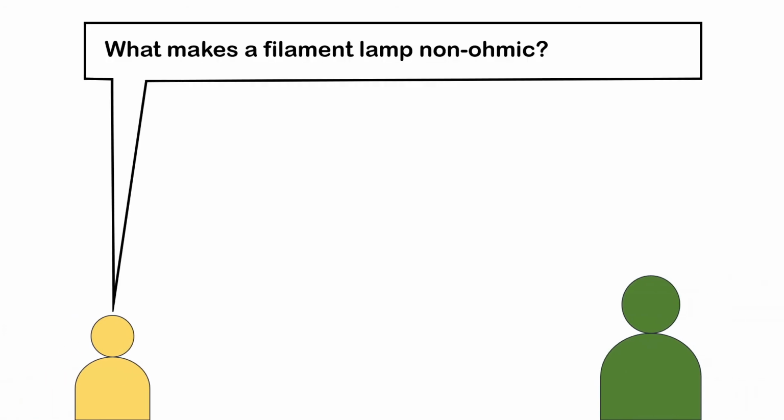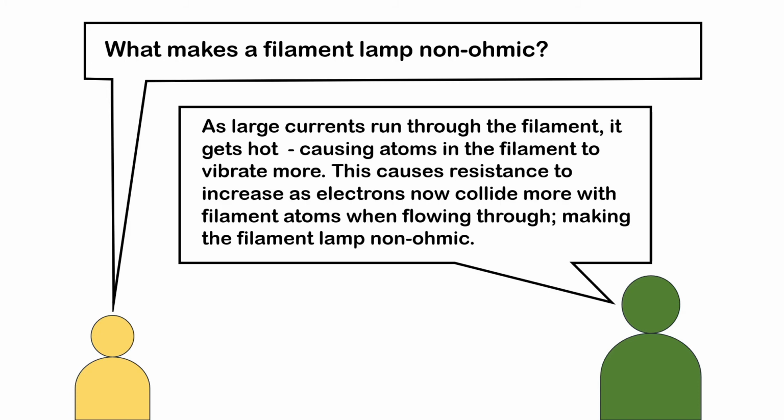Why are filament lamps non-ohmic? As large currents run through the filament, it gets hot, causing atoms in the filament to vibrate more. This causes resistance to increase as electrons now collide more with filament atoms when flowing through. This makes filament lamps non-ohmic, as the resistance can vary.